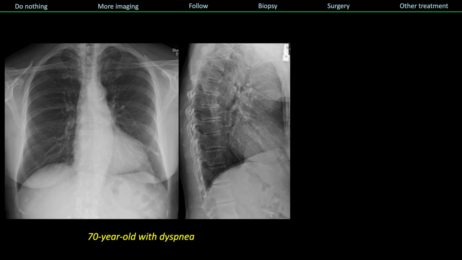All right, take this patient, different demographic. This is an older patient, 70 years old with dyspnea, and you saw the last case.